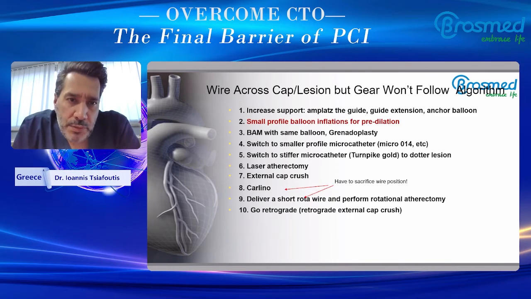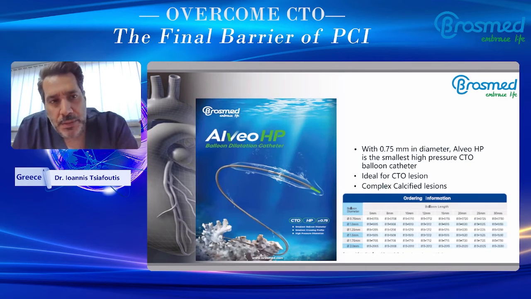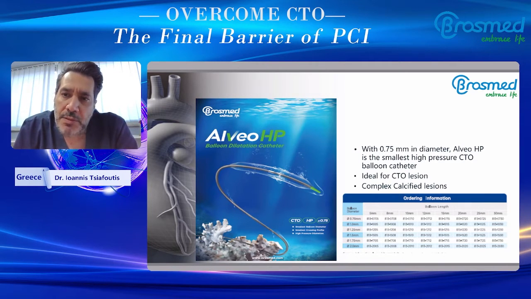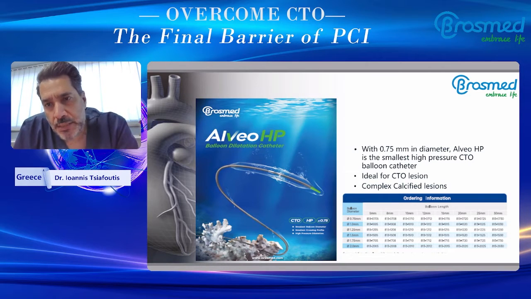As first choice, we have to use a low-profile balloon for predilation. And here comes this balloon. It's the Alveo HP balloon dilation catheter with 0.75 millimeter diameter. This is the smallest and high-pressure CTO balloon catheter. We can go up to 20 and 24 atmospheres. It's ideal for CTO lesions and for complex, calcified lesions as described. And these are the sizes, from 0.75 to 2 millimeters, and all lengths from 5 millimeters to 30 millimeters.